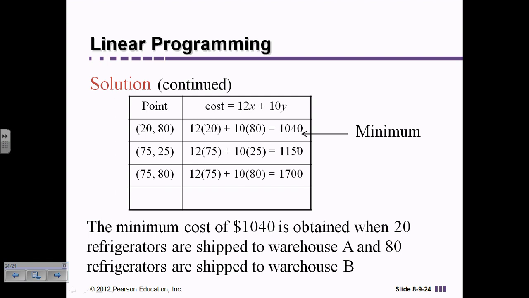So, of course, with cost, we want the minimum cost. We don't want to spend as much. So the minimum cost is going to be $1,040 when I ship 20 to warehouse A and 80 to warehouse B. So now a company would know that it's going to be cheaper for them to ship to warehouse B, and they would end up, as long as all the refrigerators are selling, getting a higher profit, a lower cost if they do that shipping arrangement.